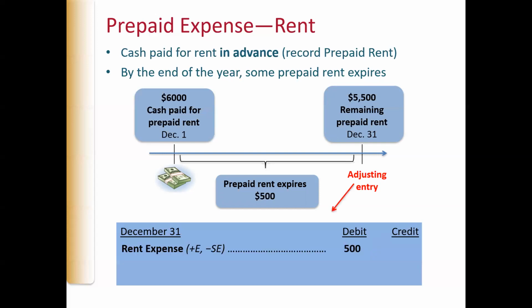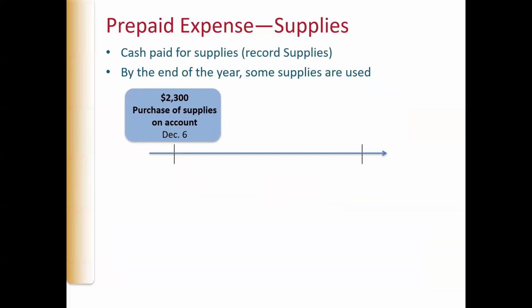So we need to prepare an adjusting journal entry that debits rent expense for $500, and we credit our prepaid rent for $500. Why do we do this? We've used up 1 month of rent. It is no longer an asset. It no longer provides us with a future benefit. We've used it. Therefore, we debit our rent expense and we credit our prepaid rent because it's used up.